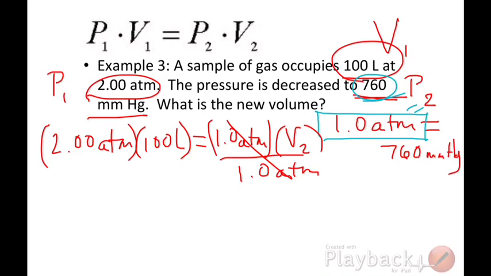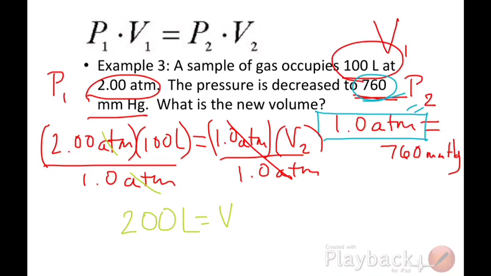So we're going to cancel 1 atmosphere. We're going to divide by 1 atmosphere over here. That's pretty easy. Atmospheres cancel. Okay, we know that if we divide by 1, we're just not going to really do anything. So we can just do 2 times 100. That's 200. Divided by 1 is still 200. Okay, so our answer, 200 liters equals V2.